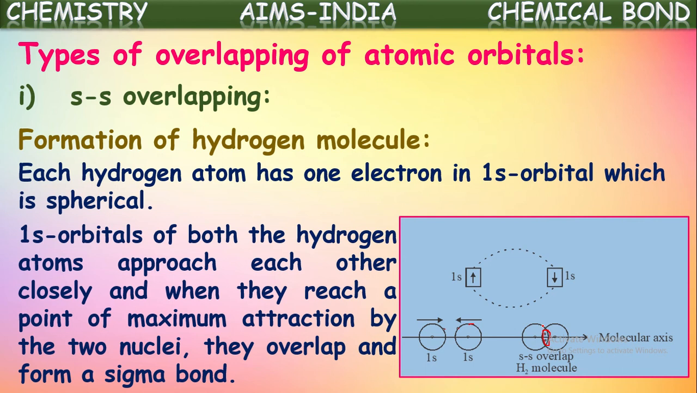And this sigma bond is formed between the two hydrogen atoms by the overlapping of s and s orbitals, and hence it is called an s-s sigma bond. Hydrogen molecule has s-s overlapping and an s-s sigma bond between the two hydrogen atoms.